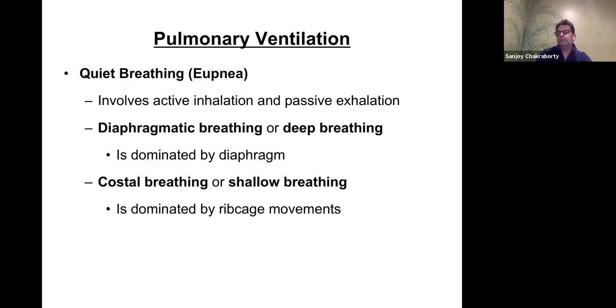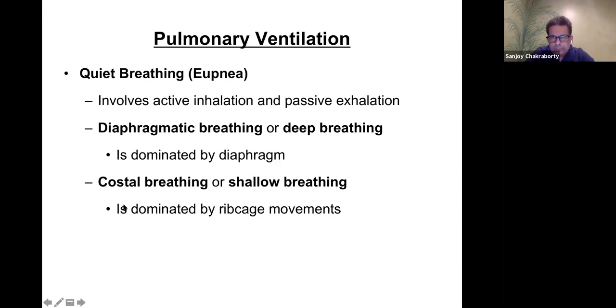That kind of breathing is commonly known as diaphragmatic breathing. Same thing with costal breathing: the muscles of the rib cage change your rib cage by contracting and relaxing. So when they contract, the rib cage goes up a little bit and then the volume increases. When the volume increases, the pressure decreases, air moves in.